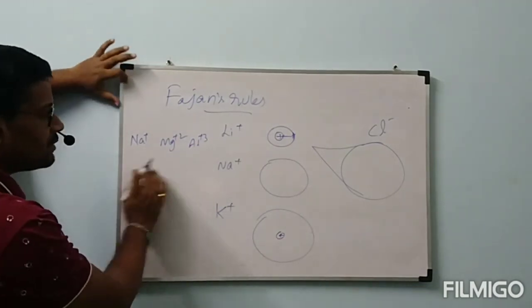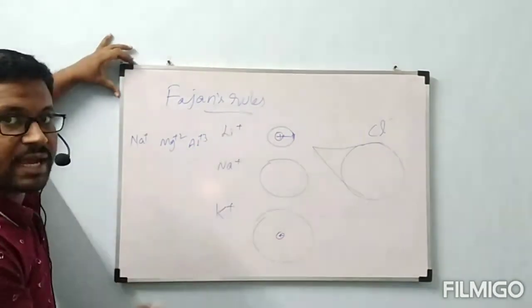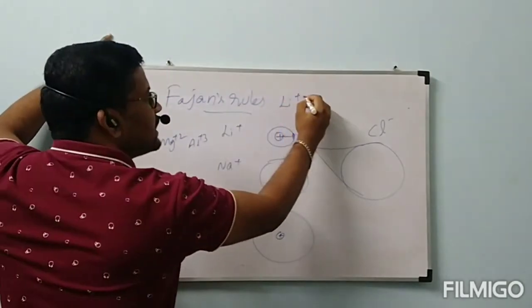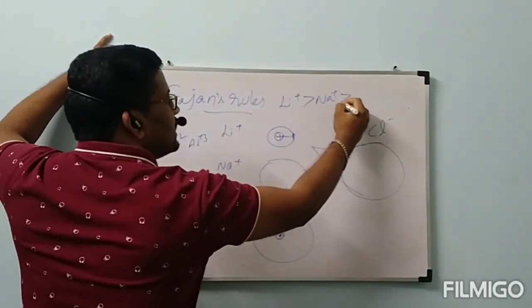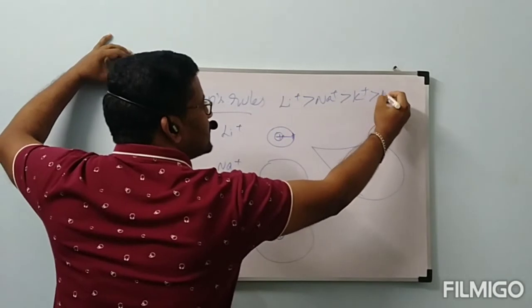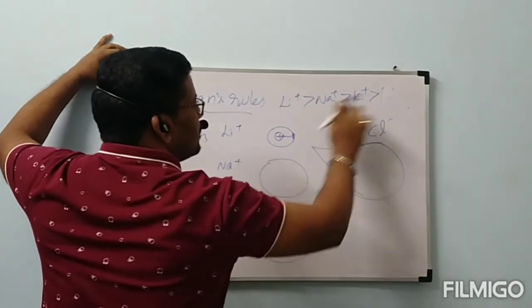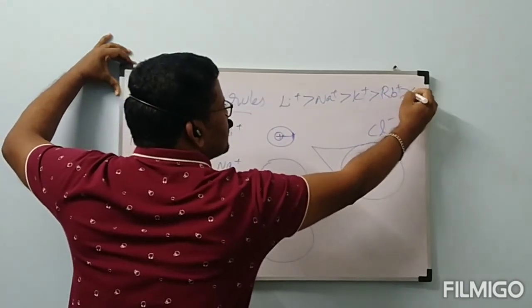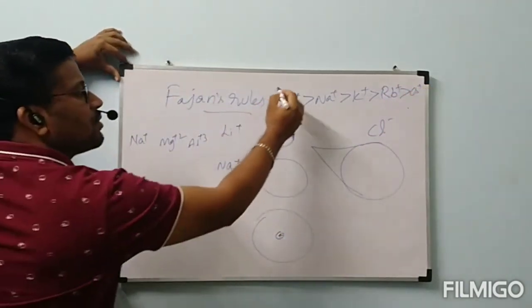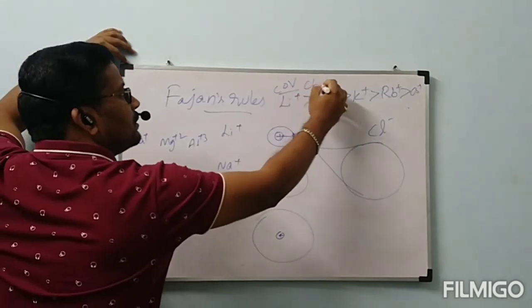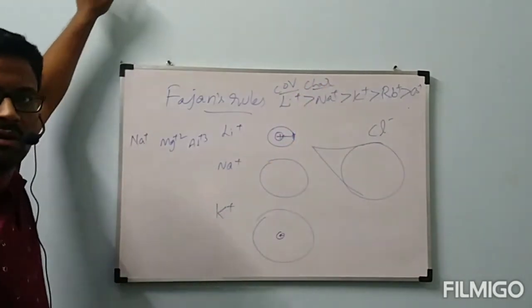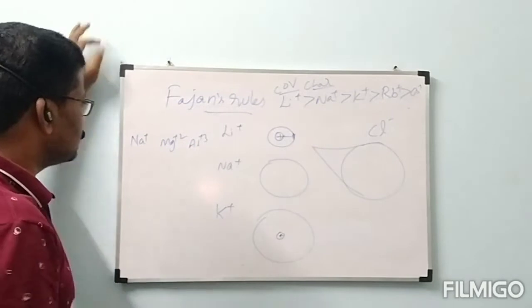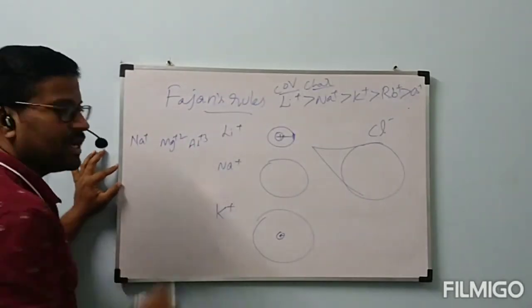Before going to this example, these ions' covalent character: Li+ is greater than Na+, Na+ is greater than K+, K+ is greater than Rb+, Rb+ is greater than Cs+. This is the covalent character order. Next, coming to Na+, Mg2+, Al3+.